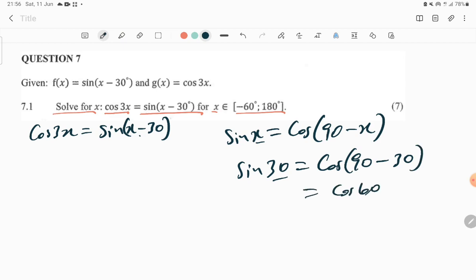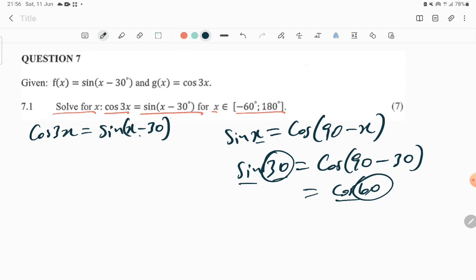So that makes core ratios, that if the angles add up to 90, that 30 plus 60 gives us 90, and the trig ratios are different, then therefore these trig ratios are going to be equal to each other.